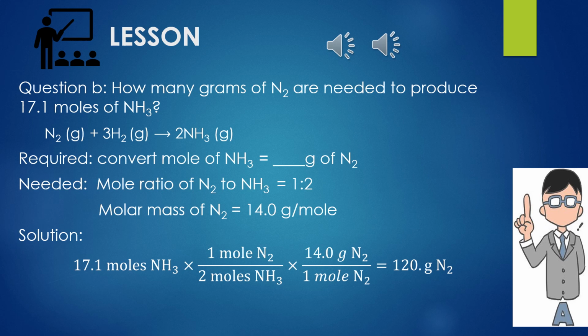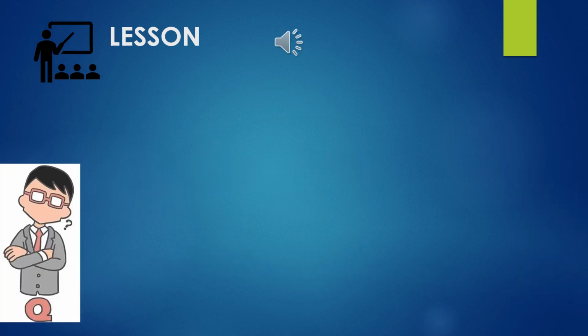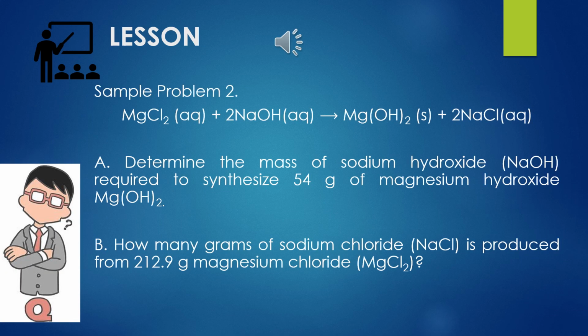For our solution, 17.1 moles ammonia multiplied by the mole ratio multiplied by the molar mass of nitrogen is equal to 120 grams of nitrogen. Let's try to answer another problem involving stoichiometric calculations.